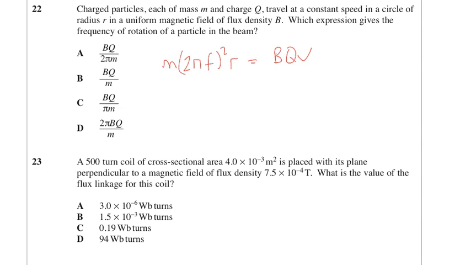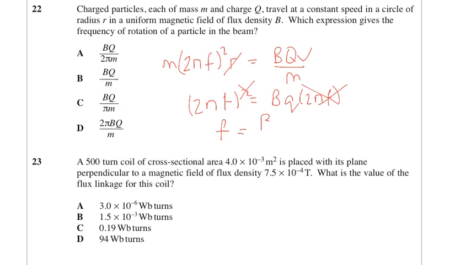So we can take the m over to the other side, and we can take the r over to the other side. So we end up with 2 pi f squared is BQ omega, and omega is 2 pi f. So we can cancel one of those. So we get the frequency would be BQ over 2 pi, oh, I've lost the m, so there'd be still an m in there. So it's going to be BQ over 2 pi m, which is answer A.